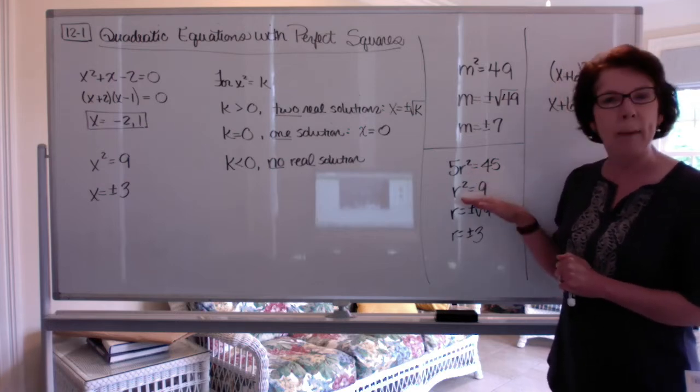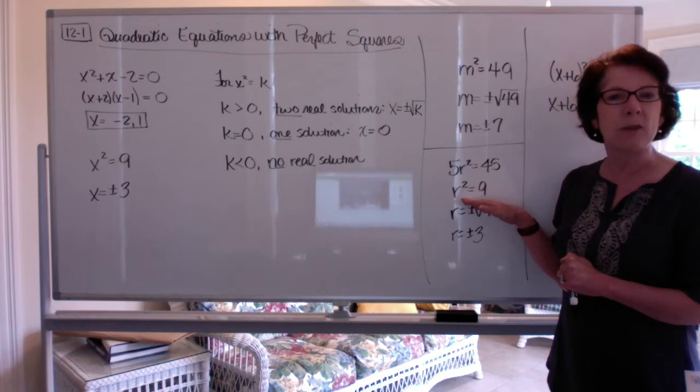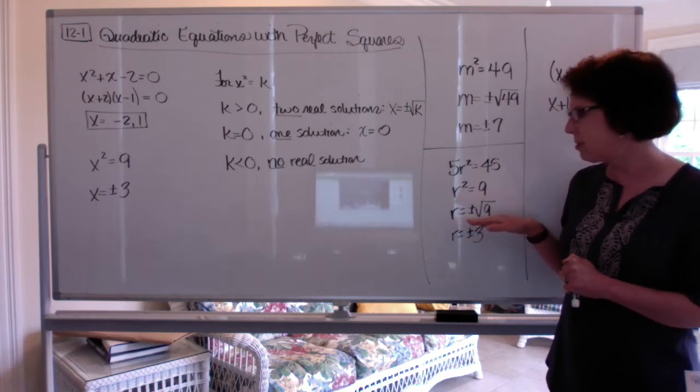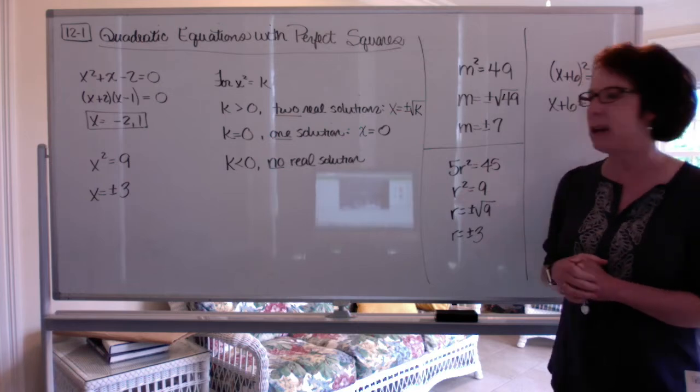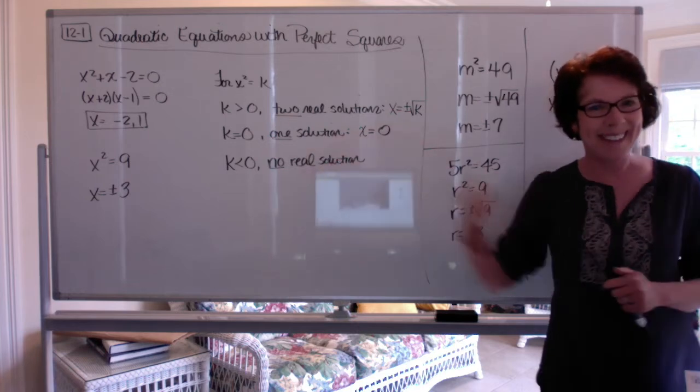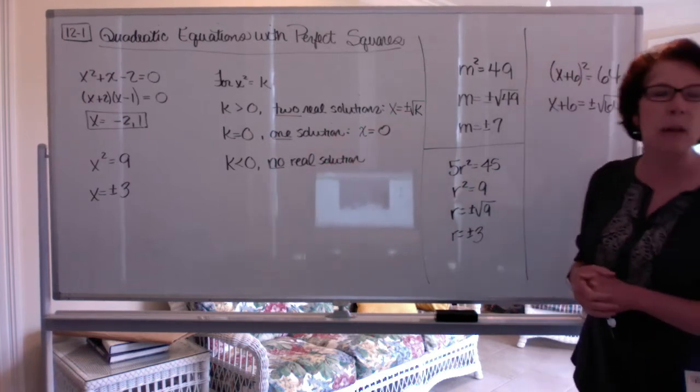So here I go. I'm going to take the square root of both sides, and so the square root of r squared is r, and r is going to equal the positive and negative root of 9, and it's positive and negative 3, just like over there. Okay, now let's make it a little bit more advanced.